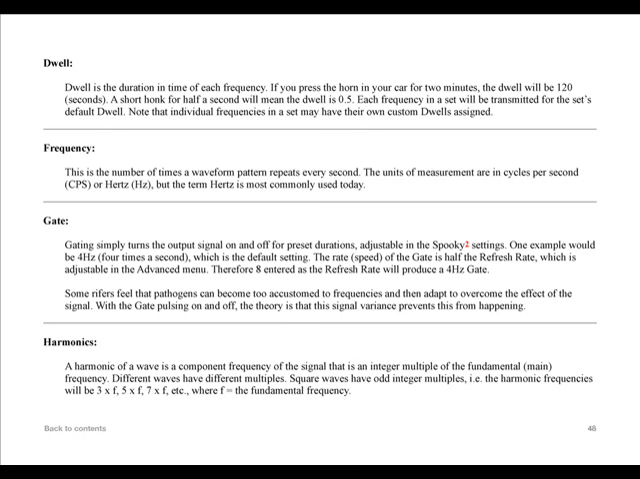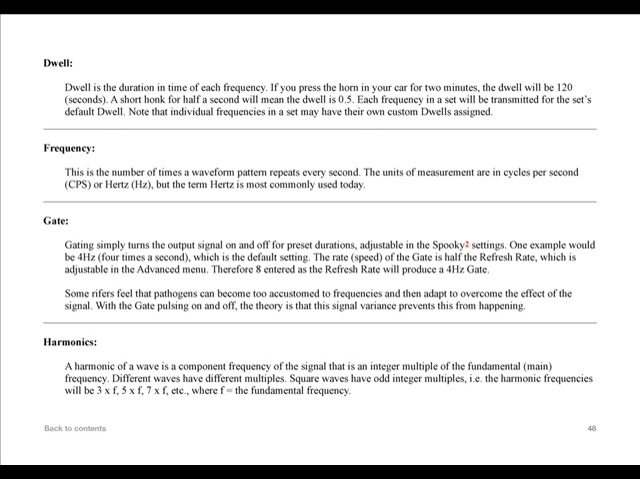One example would be 4 Hz, 4 times a second, which is the default setting. The rate (speed) of the gate is half the refresh rate, which is adjustable in the advanced menu. Therefore, 8 entered as the refresh rate will produce a 4 Hz gate.